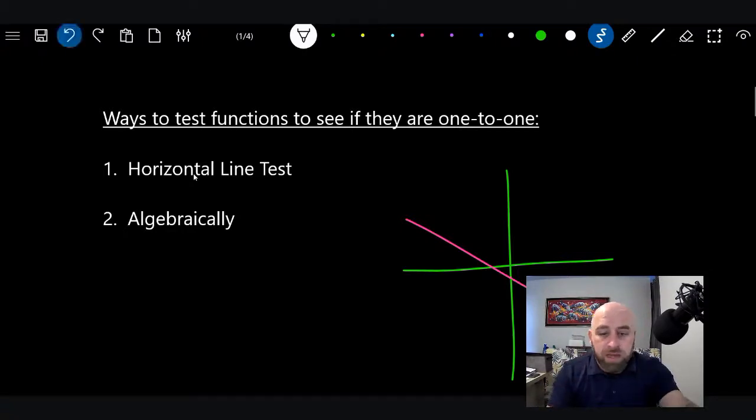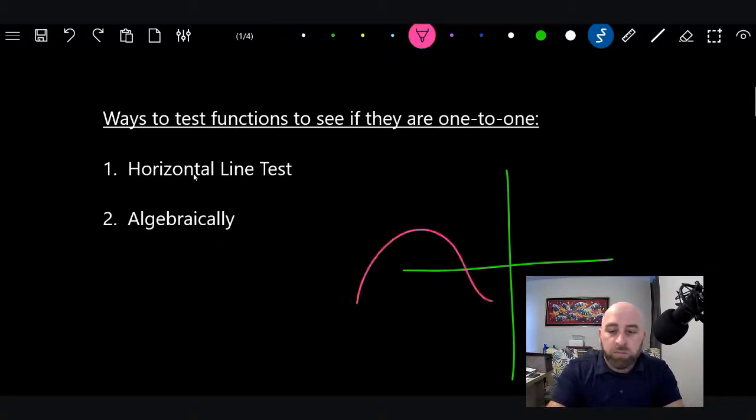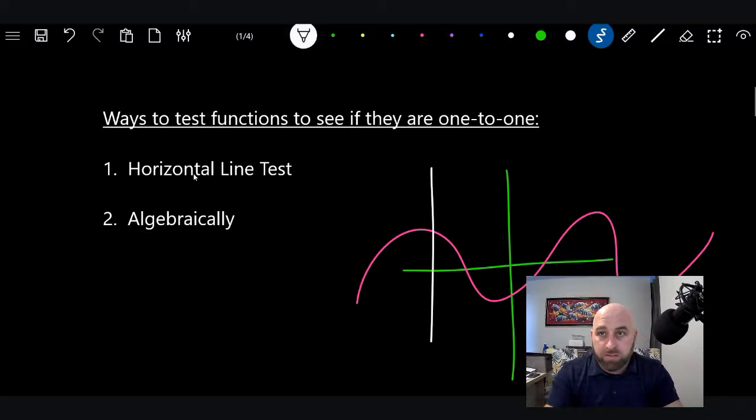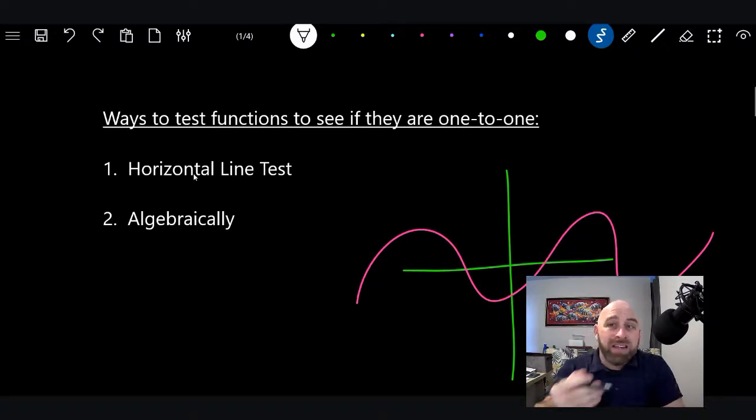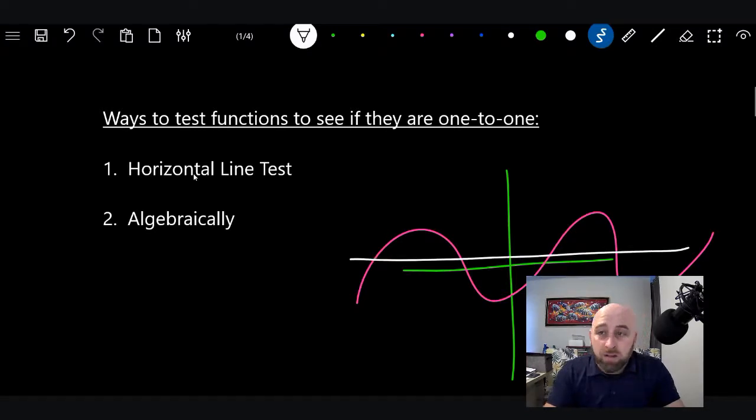So let's go back and put a different one on here. Now this one, check this out. Let's first of all test it with the vertical line test. How many times does it touch? One time. So it is a function. This pink line is a function. But let's find out if it's an inverse function by the horizontal line test.